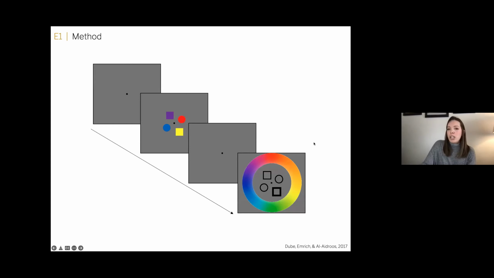Now, to manipulate attention across 4 blocks of this experiment, we gave participants explicit information about the probability that we would probe one of the squares over one of the circles. This goal shape was counterbalanced, but for the purposes of this talk, I'm just going to act like the target shape was always squares. Across these blocks, we told them a square is going to be probed on either 60% of trials, 70%, 80%, or 90% of trials.